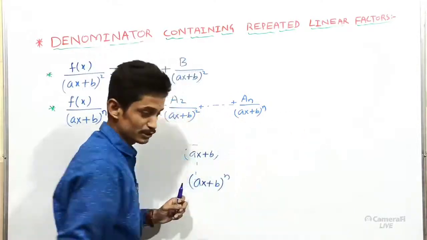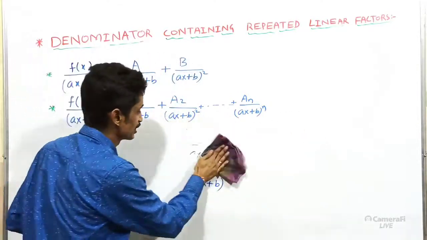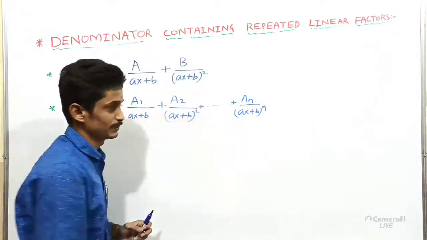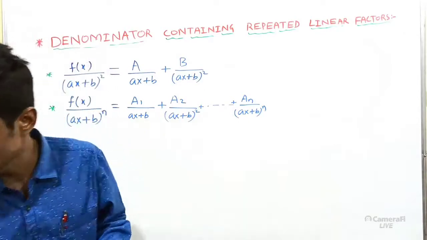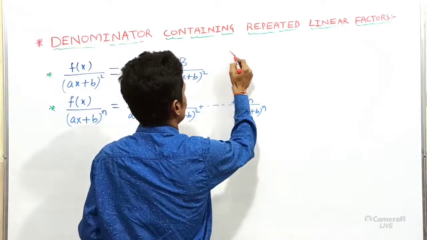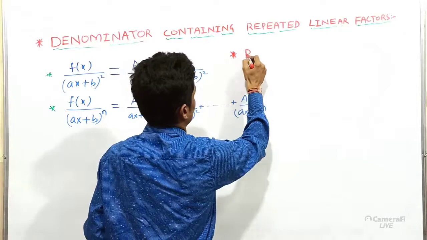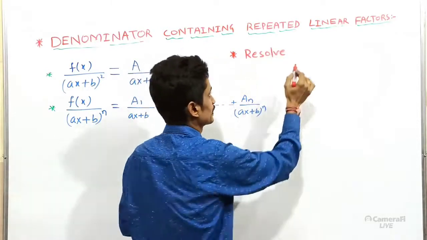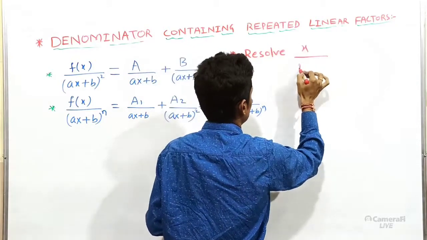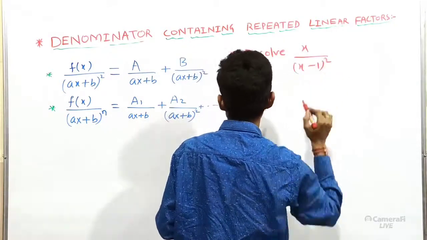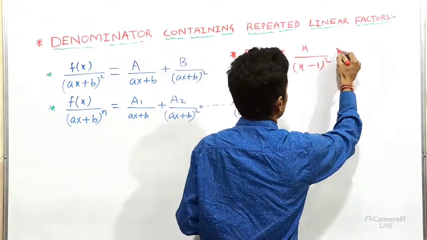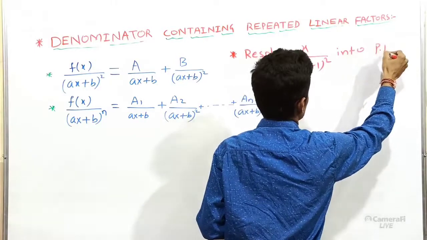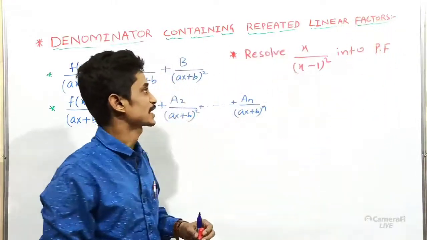We are going to resolve into partial fractions. Let us take one simple example. The simple example is question number 1, that is, resolve x divided by x minus 1 whole square into partial fractions. Shortly I will write the partial fraction.